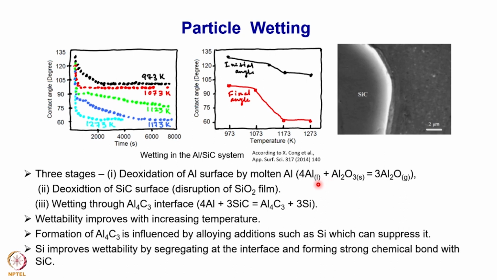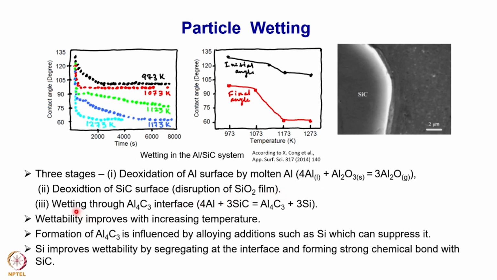Okay, and then if you have a material like silicon carbide, then it also goes through a deoxidation process on the surface, which will disrupt any oxide layer that may be present on the surface of the particles. Okay, so this will also ensure that a fresh silicon carbide surface is presented to a fresh aluminium surface, and that is good for bonding.